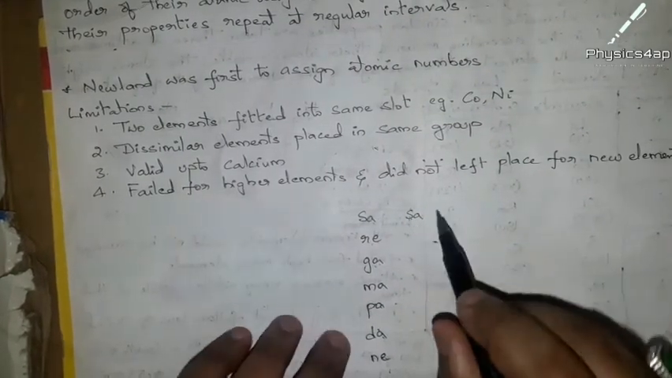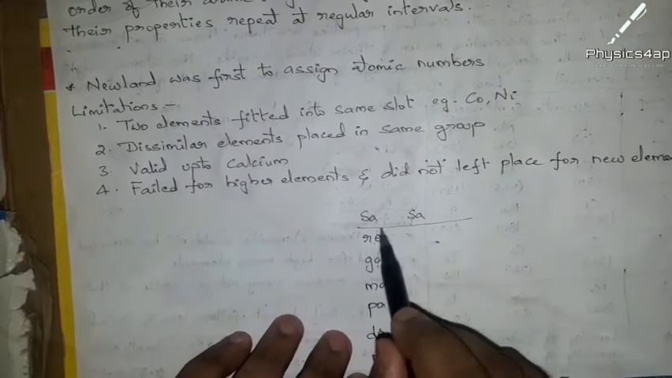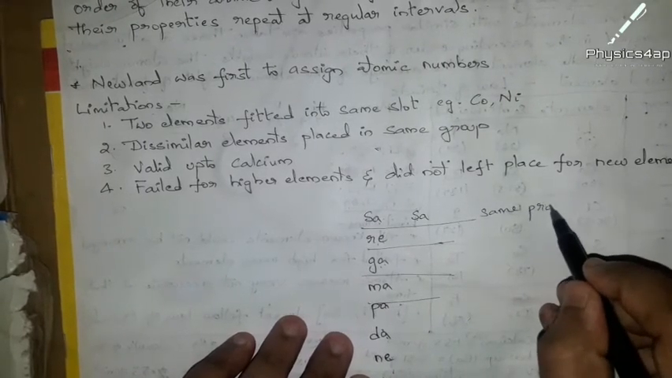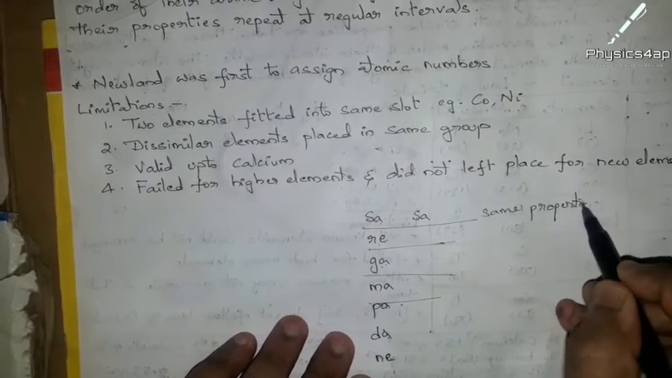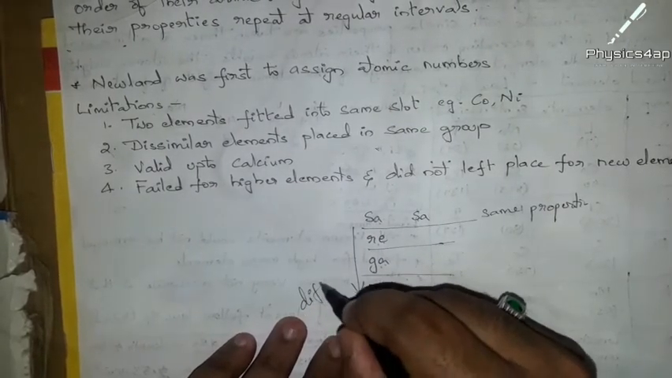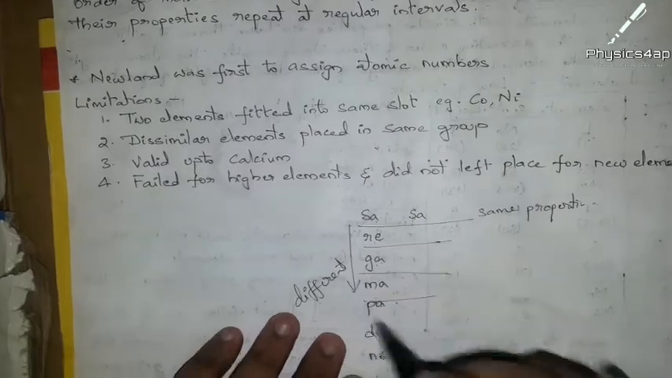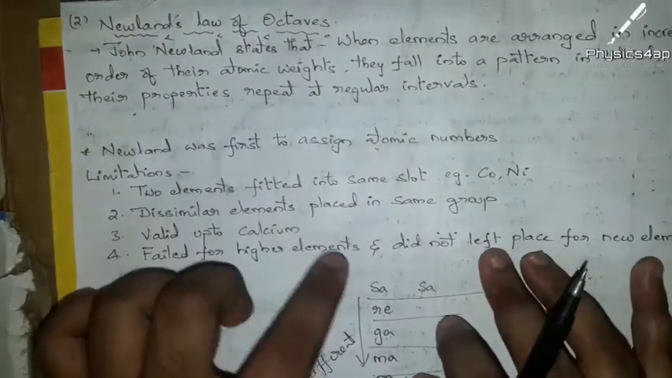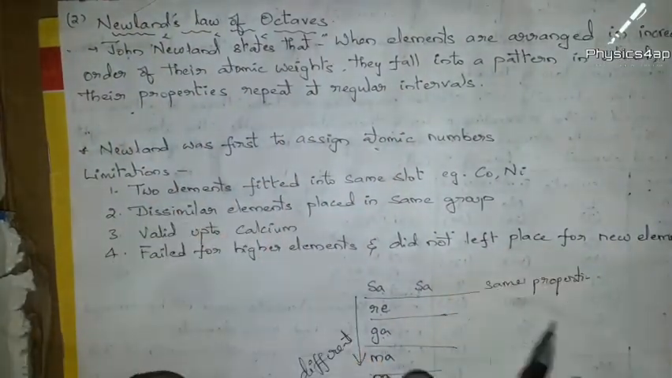That is, the elements which are coming at the 8th position respectively all belong to the same properties. The elements which are coming from up to down have different properties. So how has he arranged this? Here we have a table, and from that table you can clearly see the law of octaves.